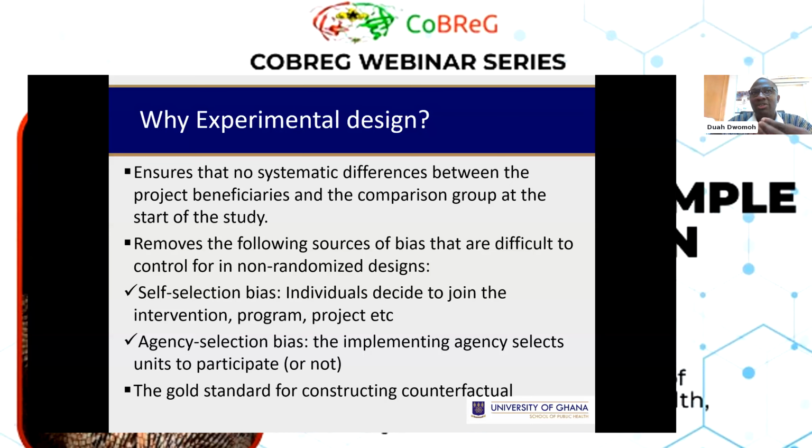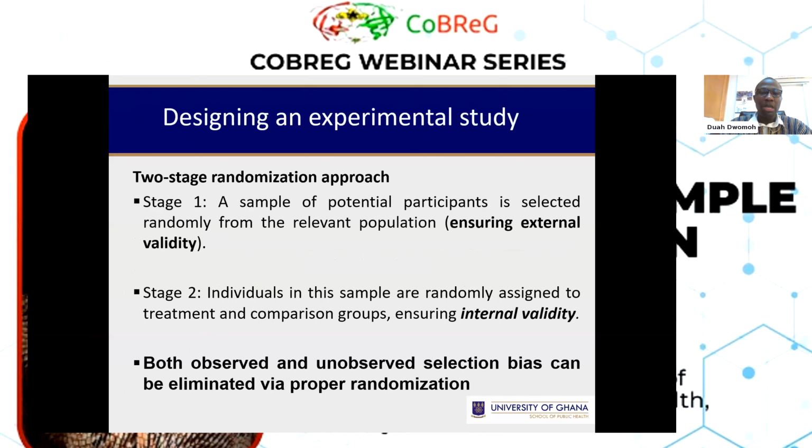A valid counterfactual in this case means a comparison group that is as similar as possible to the intervention group, so that if you see any change in the outcome, that change can be attributed to the fact that one group benefited from the intervention and the other group did not. Now, when you want to design an experimental study, technically, we are only looking at two steps.